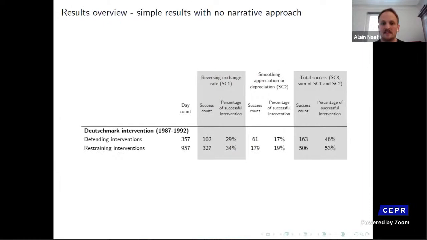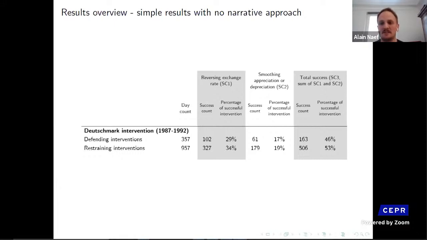And these are just the simple results. They're just given to you as percentages to give you an idea. Then we'll dive into the narrative approach and try to get deeper, more interesting results, let's say. And so you can see that, overall, they're less successful, and they're more often not successful than they are successful.